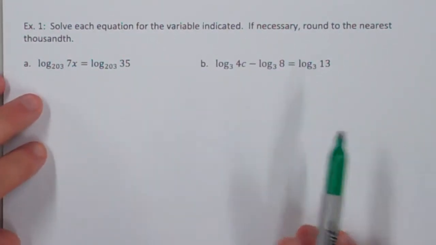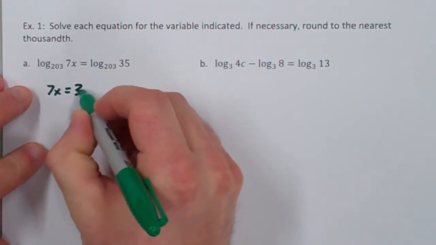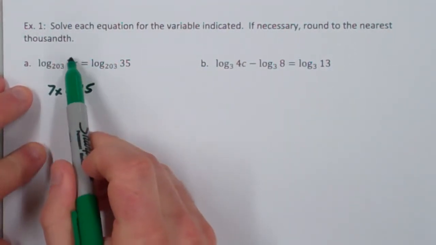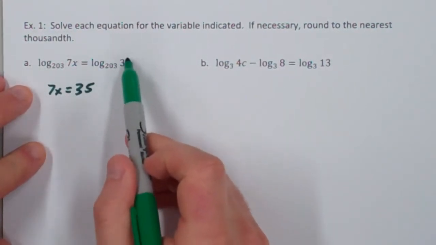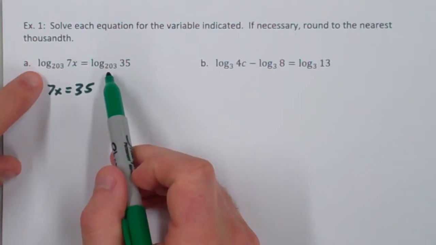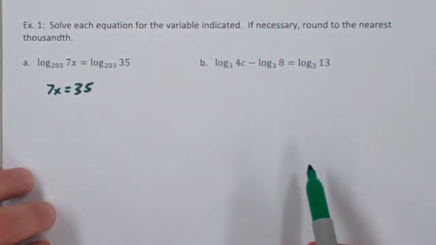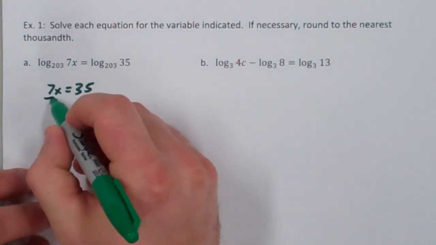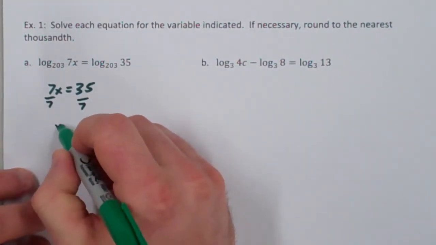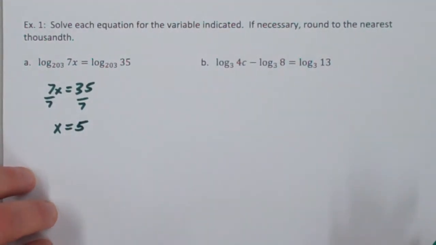At this step, it's okay and logical to conclude that 7x must be equal to 35. So whatever's here in the argument position for each log, as long as you have the same base and there's only one log on each side and nothing else going on, you can say that the argument positions would be equal. Dividing by 7 on each side, we would find that x would be 5.